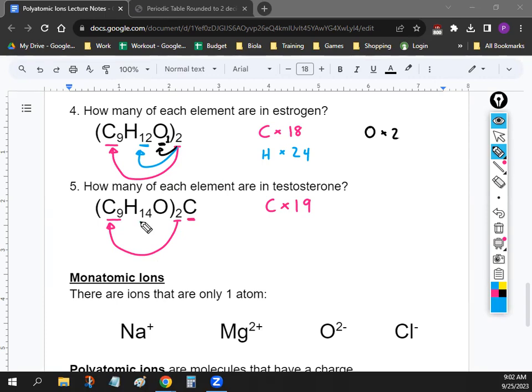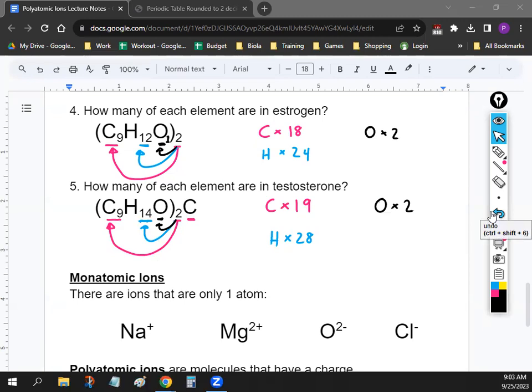If you look inside the parentheses, there's a hydrogen with 14. But we multiply that by 2. So you should get a total of 28. And then lastly, we got an oxygen by itself again. Multiply that by 2. And you should get 2 oxygens. That's pretty much it. Hopefully parentheses aren't too bad. Any questions on these 2 problems? Because you'll have to use these parentheses in just a second. So if not, let's move on.